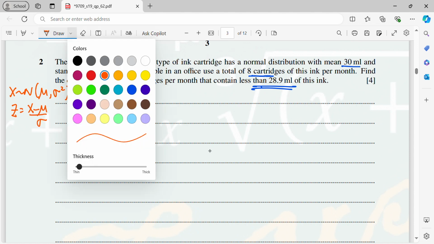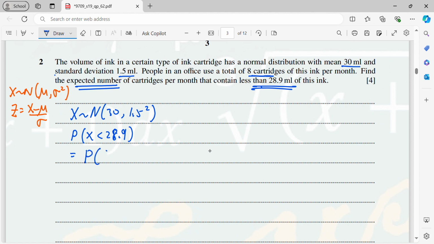That means now here, when I standardize, it will be P of the standardized normal random variable, 28.9 minus 30, over sigma, which is 1.5, because 1.5 squared is the variance. Then from here, you will be getting P Z less than 0.733, and here it should be negative 0.733.